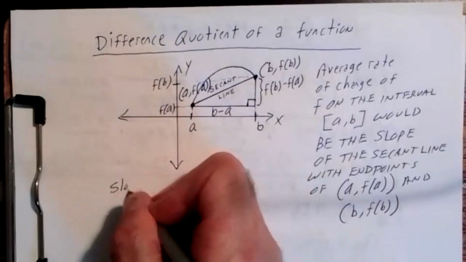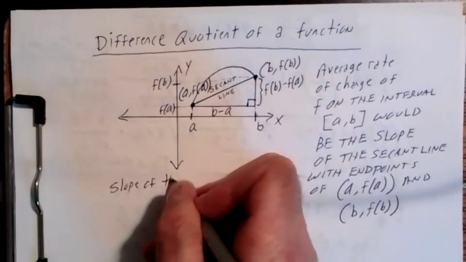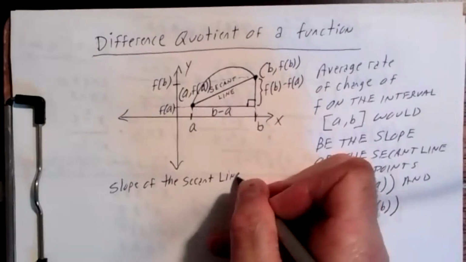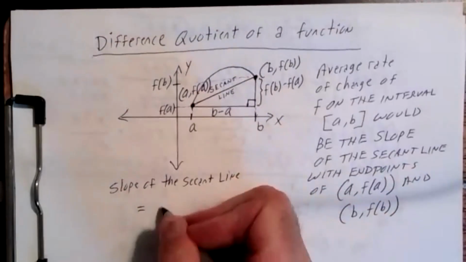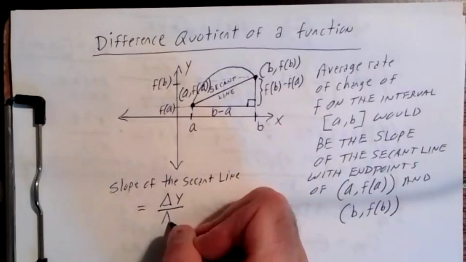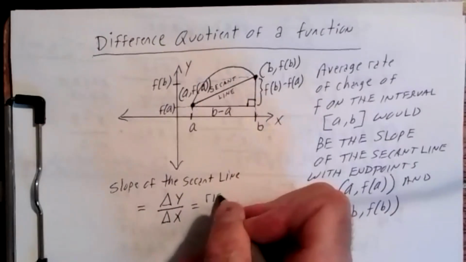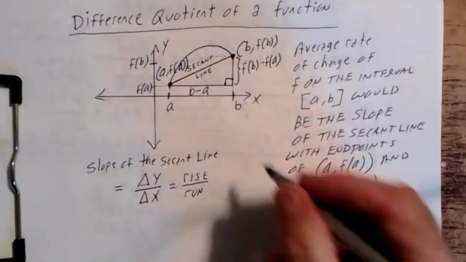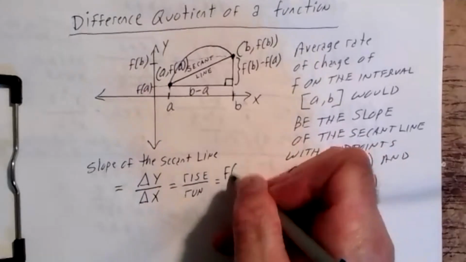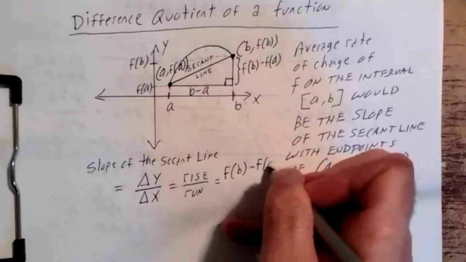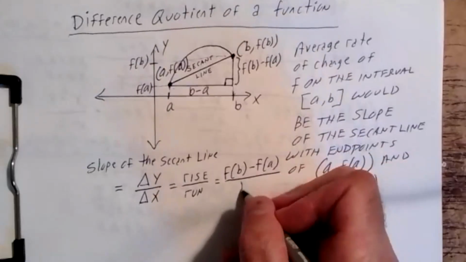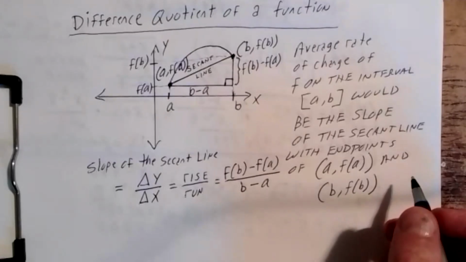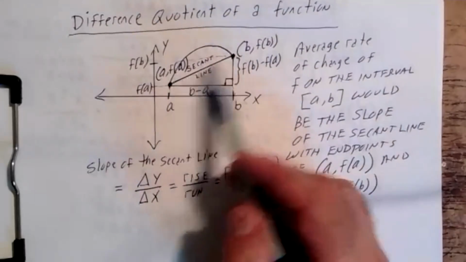Therefore, ladies and gentlemen, the slope of the secant line in my drawing here is equal to the change in y over the change in x. It's the amount of rise versus the amount of run. In particular, it's going to be the change in the y coordinates, f of B minus f of A, divided by B minus A. Okay. That's what it's going to be here.